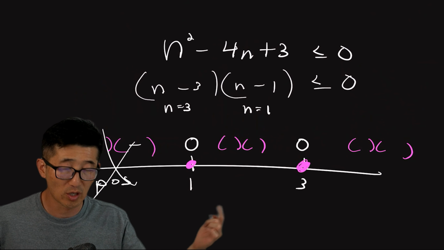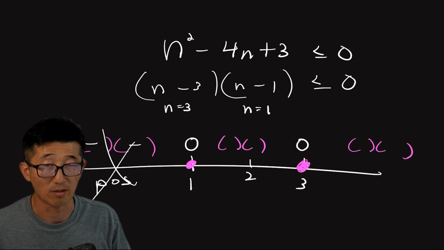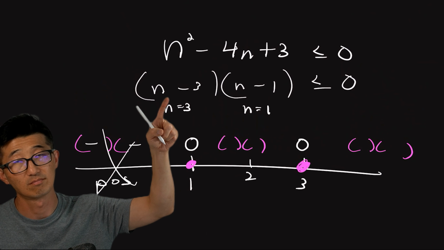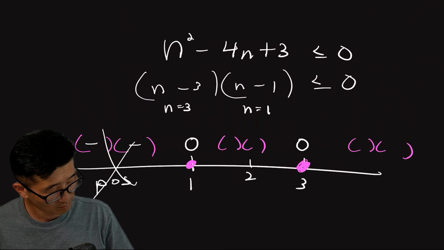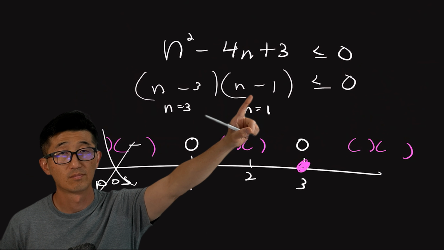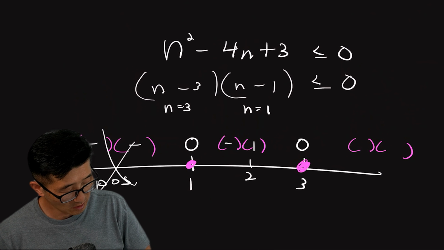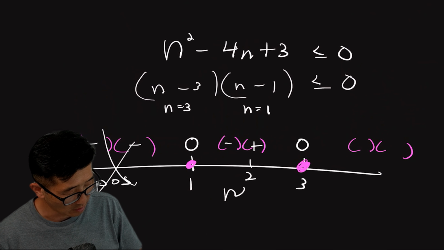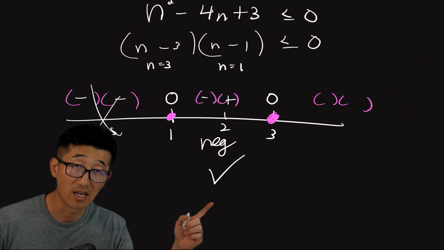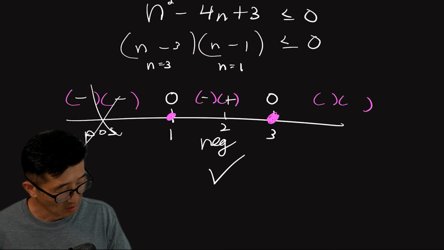What about between 1 and 3? What's the number that we can test between 1 and 3? 2. So plug it in. What do you get? Negative. Negative and what? Positive. And then this will always yield a what? Negative. Do we want that? Yes.